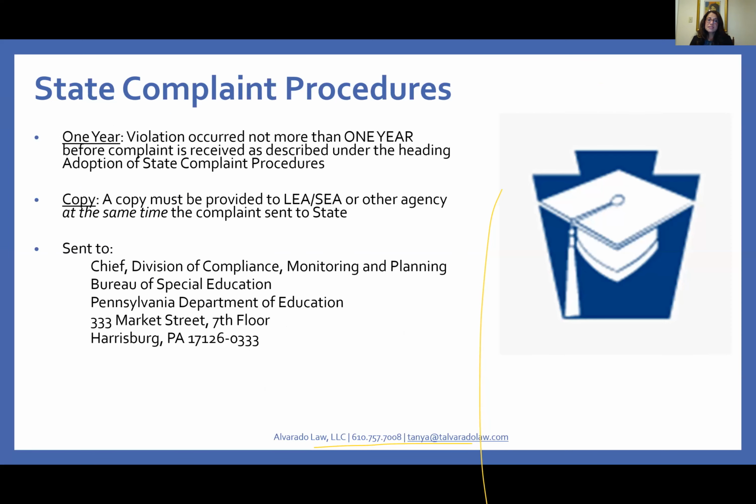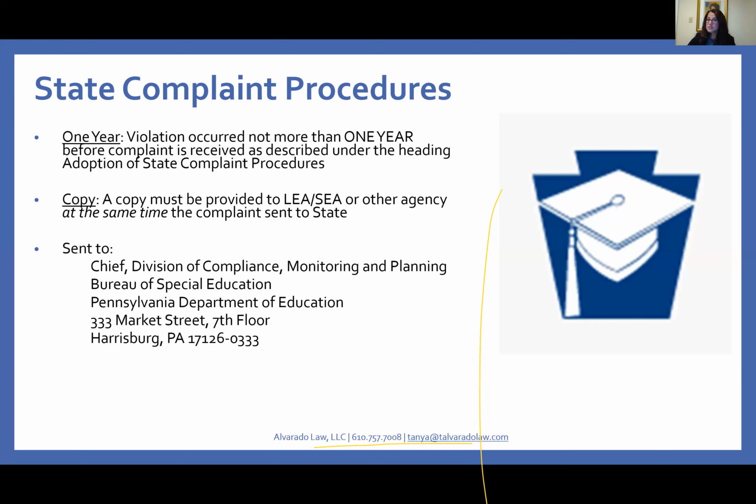Okay. So with the state, there are certain timelines attached. With the state complaint procedures, you have 1 year to file a state complaint after something has happened. With IDEA, that should have been on the previous slide, you have up to 2 years, and then there are a couple little exceptions around that. You have to give a copy of the complaint to the LEA at the same time you're filing it with the state. And then I have the address for you here.